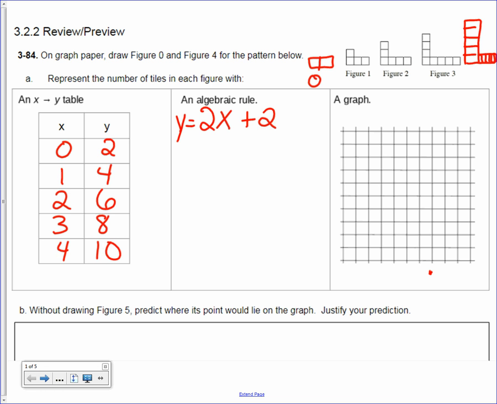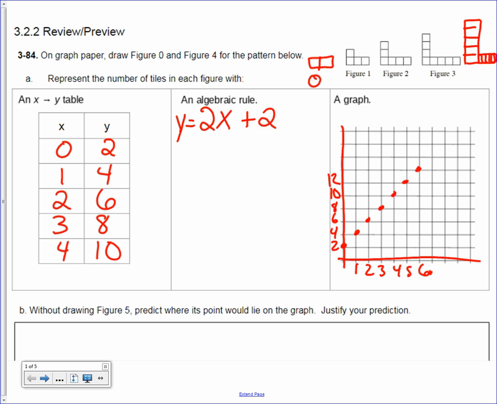So if I would make a graph, it's going to be a discrete graph, and actually just in quadrant 1. So I figure 1, 2, 3, 4, 5, 6, and then I counted by 2s. So at 0, it was at 2. 1, it was at 4, 6. I could keep going with the dots, but I wouldn't connect them because it's a discrete graph.